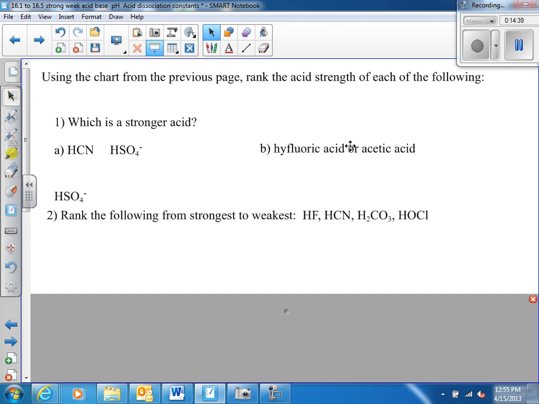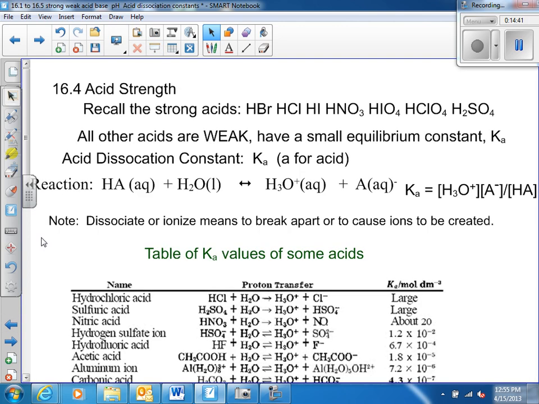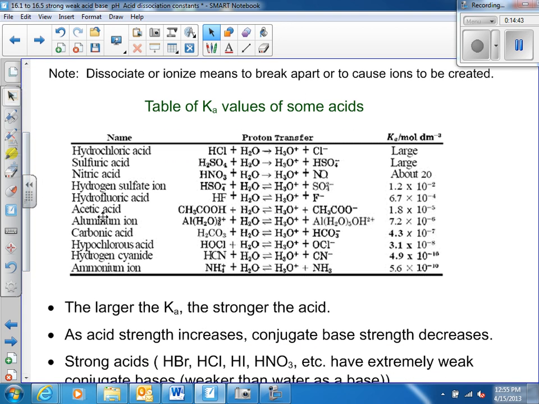Hydrofluoric acid, HF, or acetic acid? Let's see, hydrofluoric acid. Where is it? There it is, right there. And acetic acid, right there. Hydrofluoric acid has a larger Ka, so it is a stronger acid.